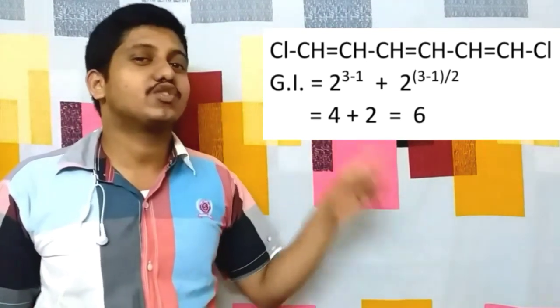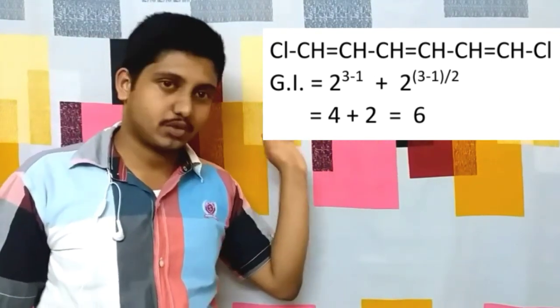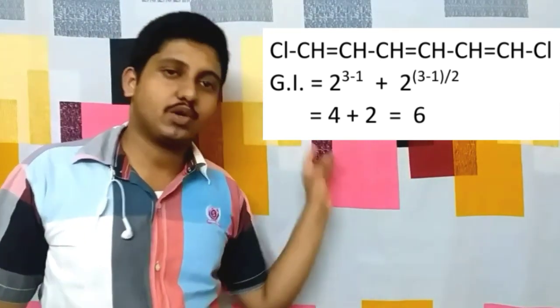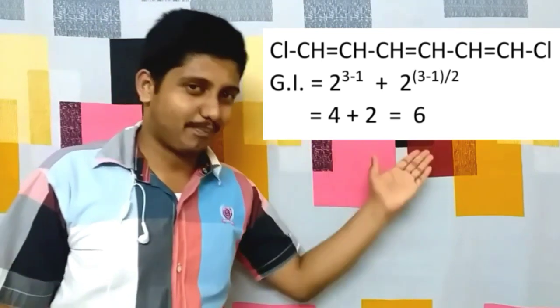2 raised to n minus 1 plus 2 raised to (n minus 1) by 2, and here we have 2 raised to 3 minus 1, that is 2 raised to 2, 4, plus 2 raised to (3 minus 1) by 2, that is 2. So we have 6 geometrical isomers totally possible for this compound.